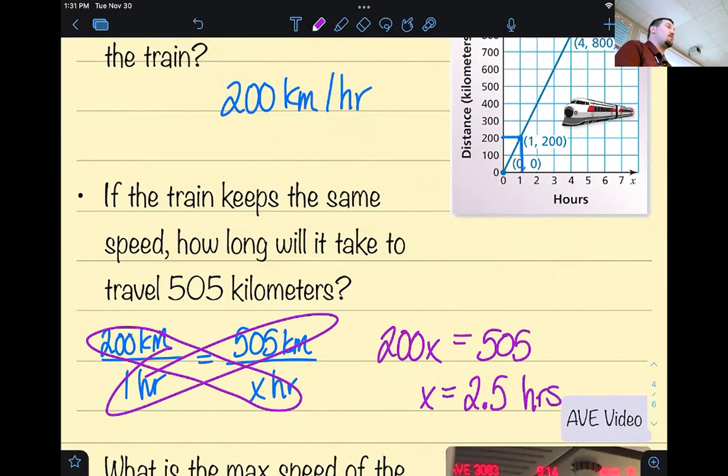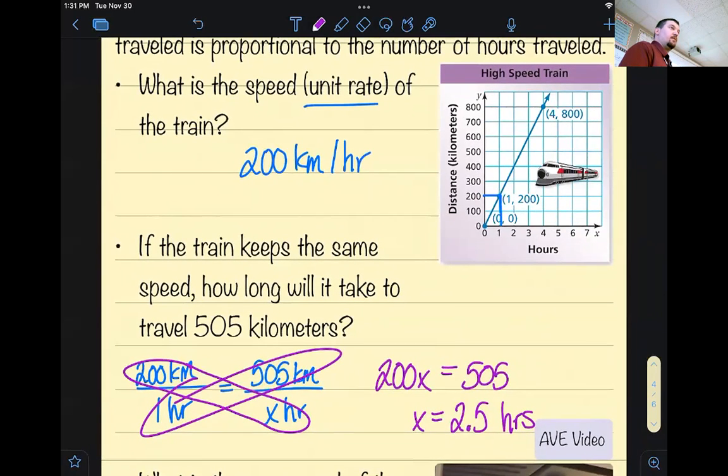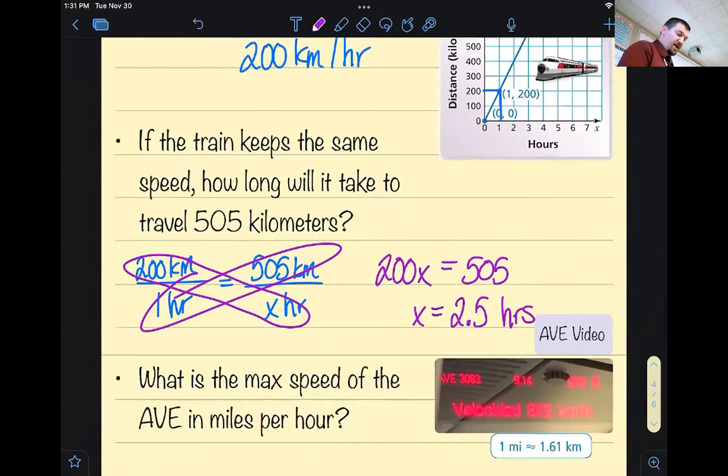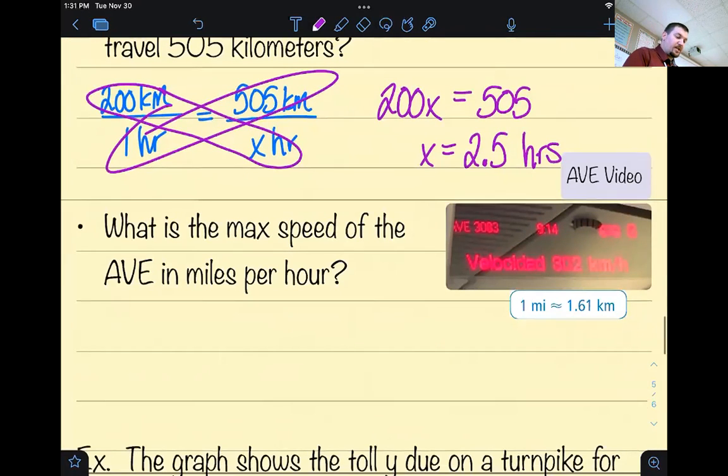Now, I told you the train ride takes 2.5 hours. That's because this graph is graphing the average speed of the train. My train, however, maxed out at 302 kilometers per hour. So we're going to use the conversion rate that every mile is 1.61 kilometers and figure out how fast that is in miles per hour.